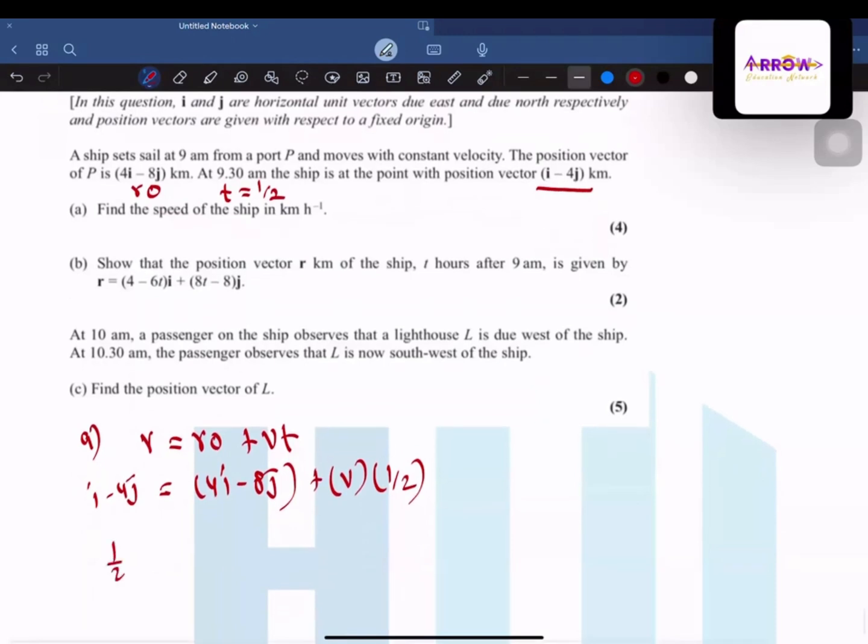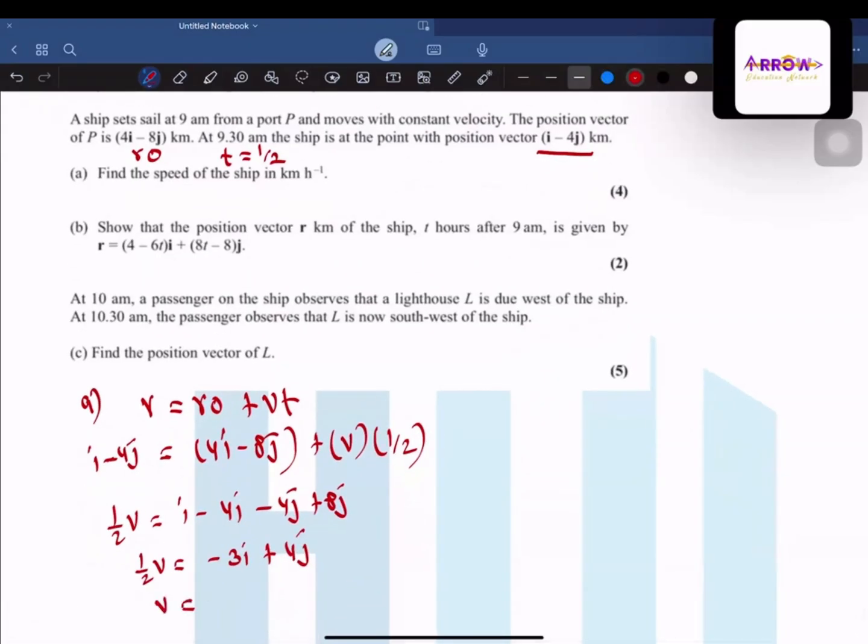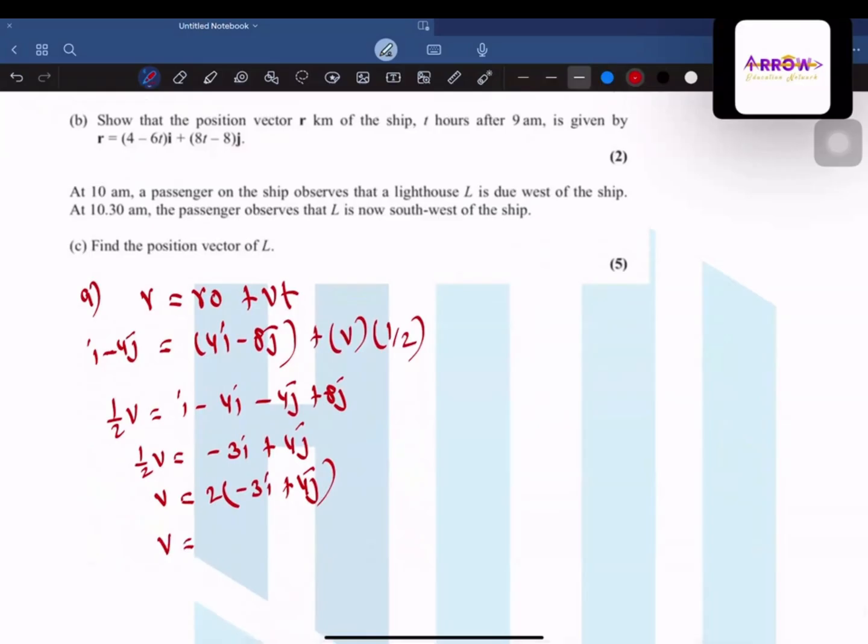Okay, so through this we are going to find the constant velocity vector. So I'm going to say that half v is equal to i minus 4i minus 4j plus 8j. Okay, so half v is equal to minus 3i plus 4j. So v will be equal to 2 multiplied by minus 3i plus 4j. Therefore, the constant velocity vector is minus 6i plus 8j kilometers per hour.